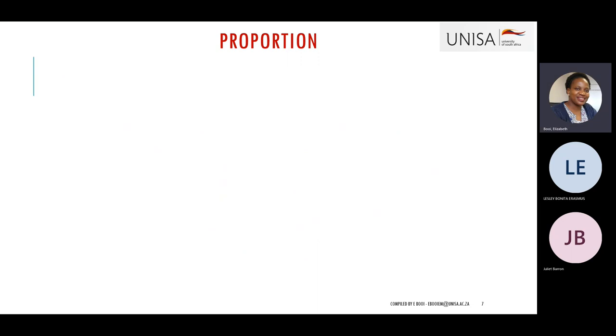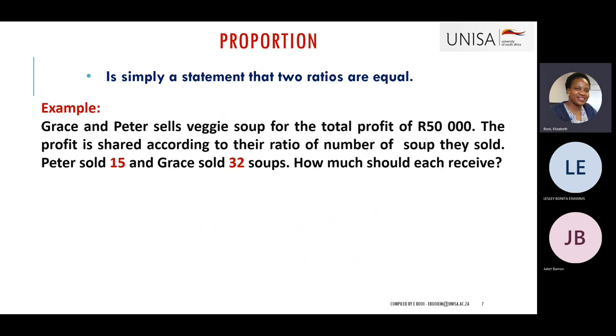So we can also use ratios to calculate proportion, because like I said, in order for us to balance things out or make things equal, we can use the ratios, but ratios alone don't give you that much. Therefore, we can use proportions to make things equal. So what is a proportion? A proportion is a statement that gives you two equal ratios, right? So let's look at this example.